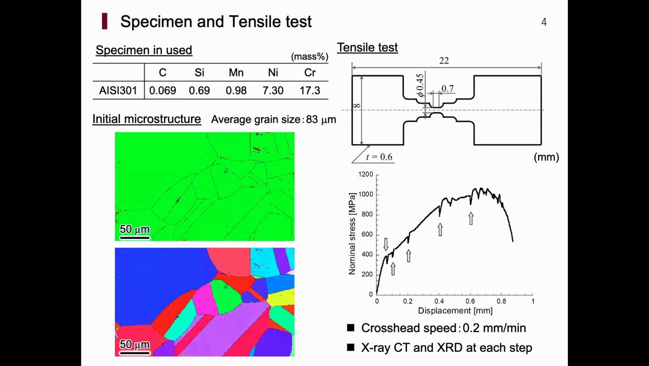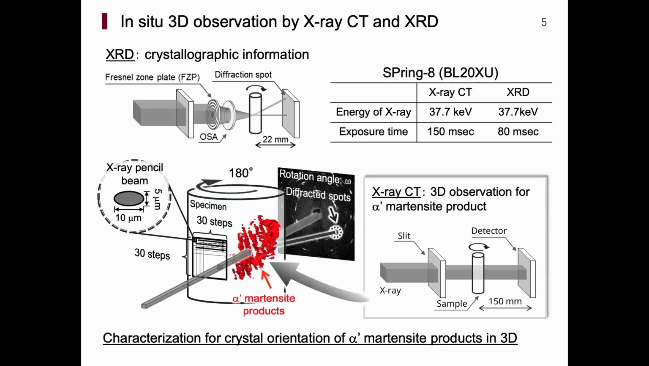So the material used in this study was metastable austenitic alloy type 301. According to the results of EBSD analysis, this material contains only austenite phase at the initial state. We performed a tensile test on this material with crosshead speed 0.2 millimeter per minute and performed X-ray CT and XRD analysis at each deformation step. In this research, we obtained crystallographic information and 3D images of martensite products simultaneously.